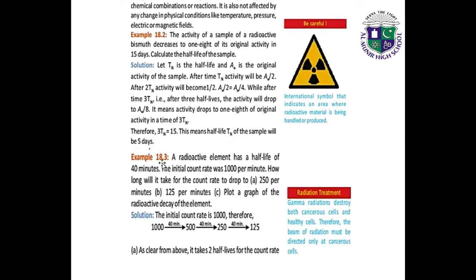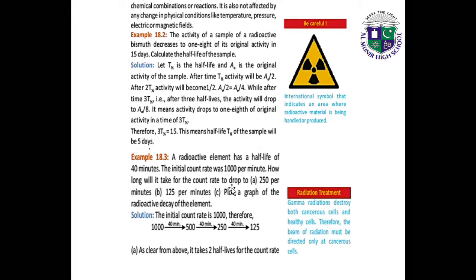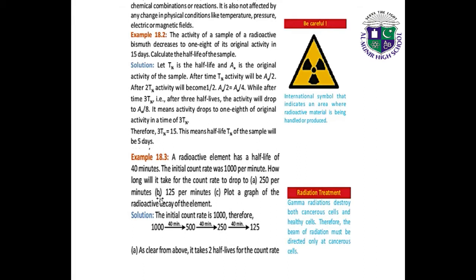In example 18.3, a radioactive element has a half-life of 40 minutes. The initial count rate was 1000 per minute. How long will it take for the count rate to drop to 250 per minute, 125 per minute? Plot a graph of radioactive decay of the element. You have to plot a graph for it.